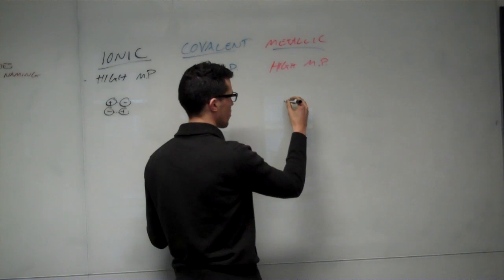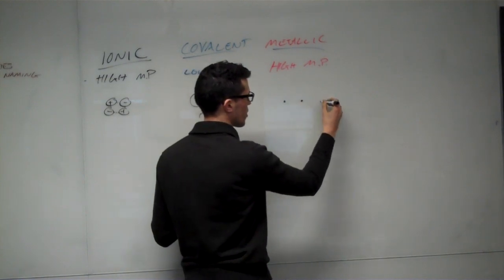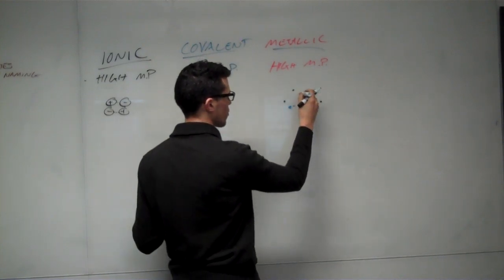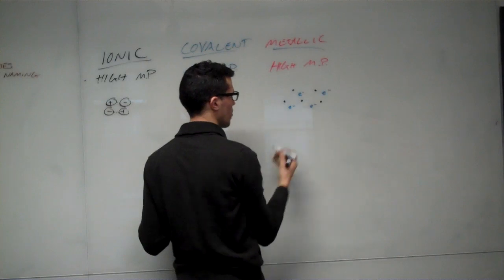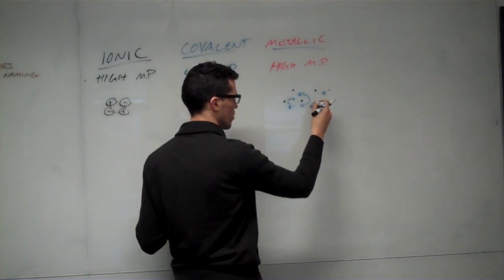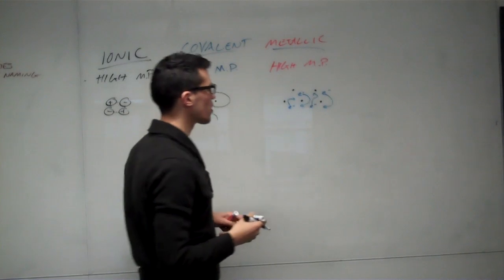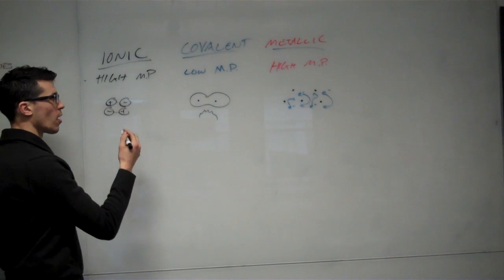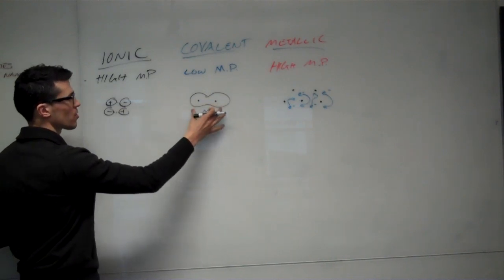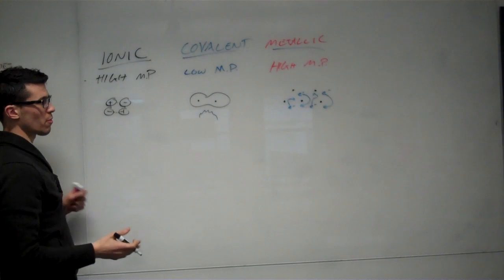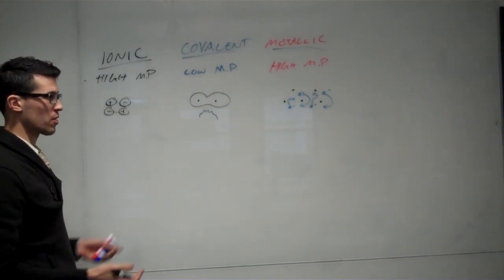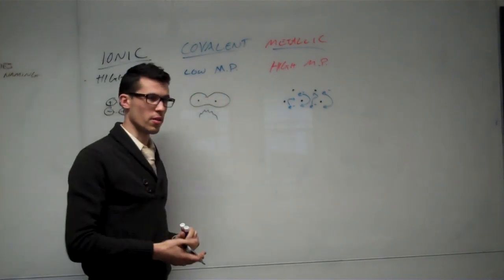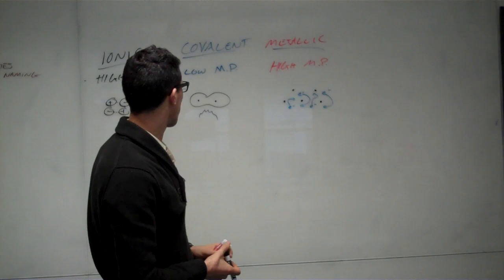Metallic, on the other hand, you've got these nuclei arranged like this, and you've got a whole bunch of electrons flowing around freely in a sea of electrons. Okay? So heat doesn't affect that either. Heat only affects the covalent bonds. So it'll melt something that's covalently bonded, but it won't melt something that's ionic or metallically bonded. Okay. All right. Now that's a basic property.